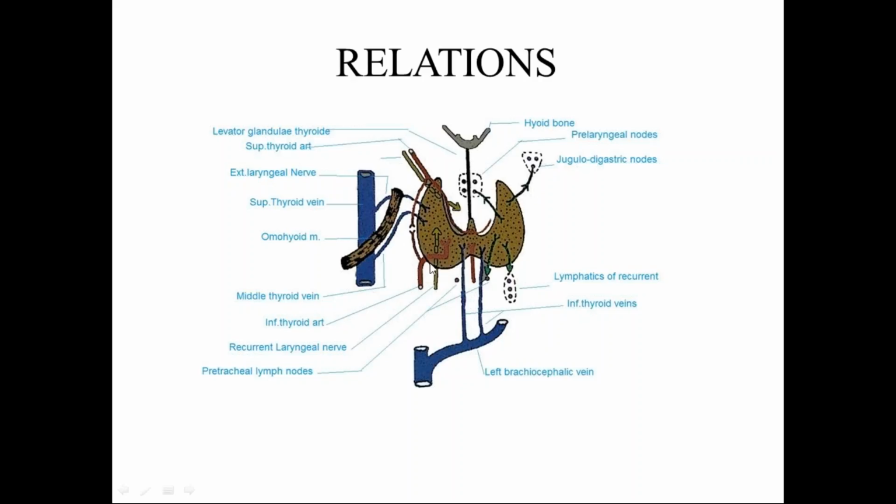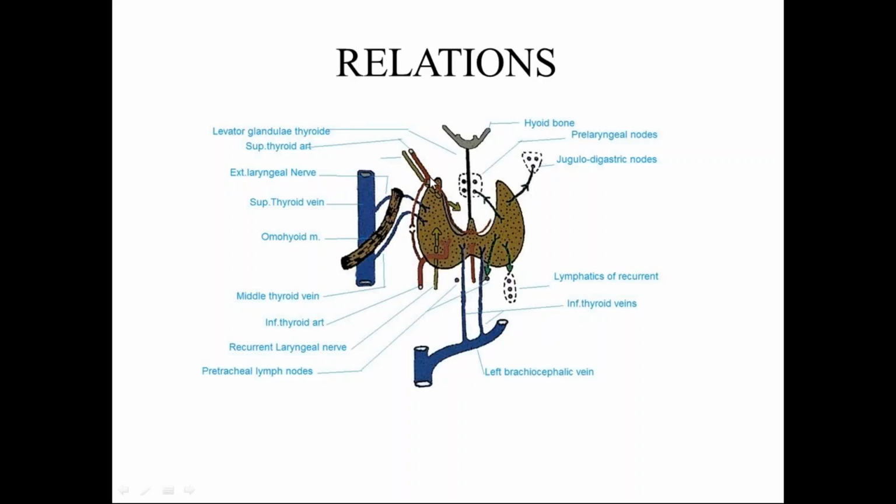What is that artery and nerve? Here it was related to the external laryngeal nerve. This is related to the recurrent laryngeal nerve. Here it is related to the superior thyroid artery. Here it is related to the inferior thyroid artery.